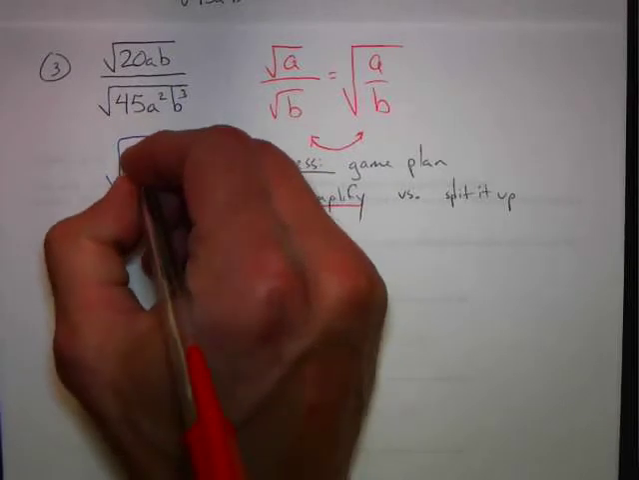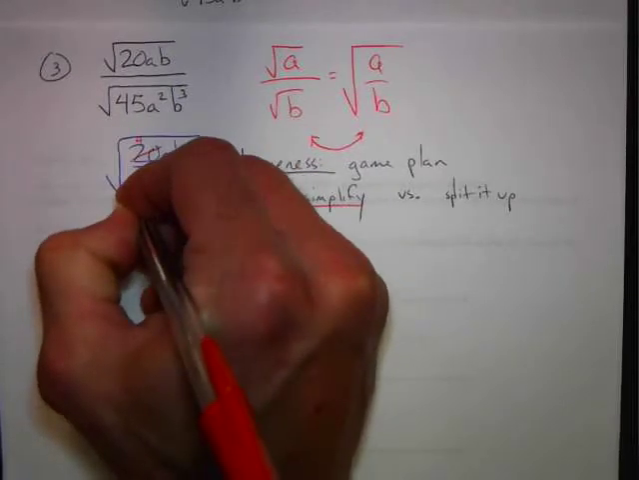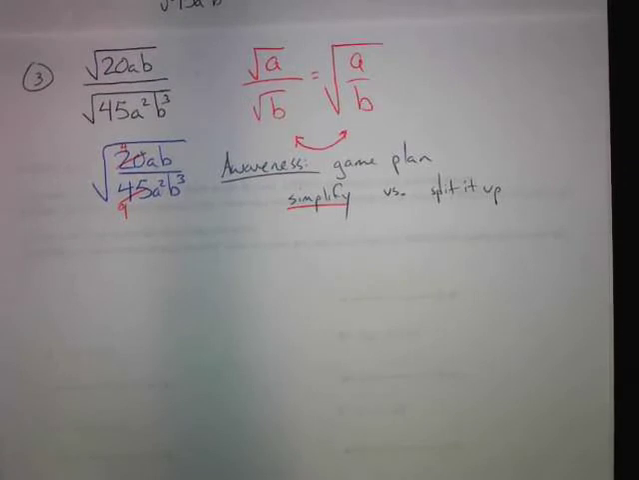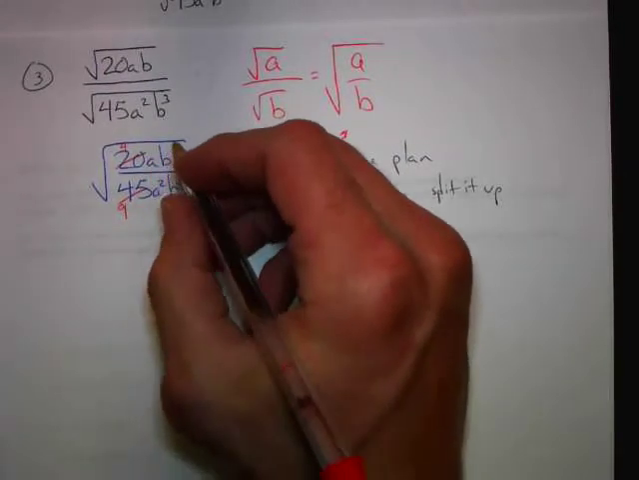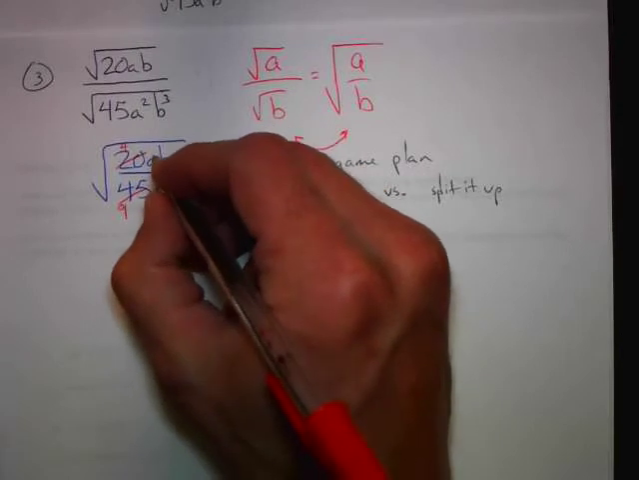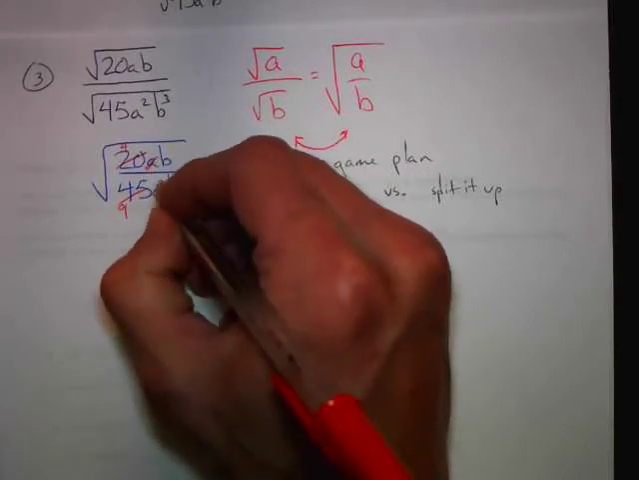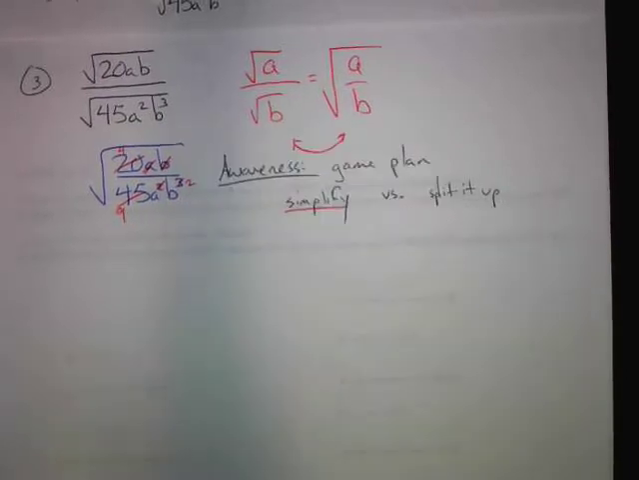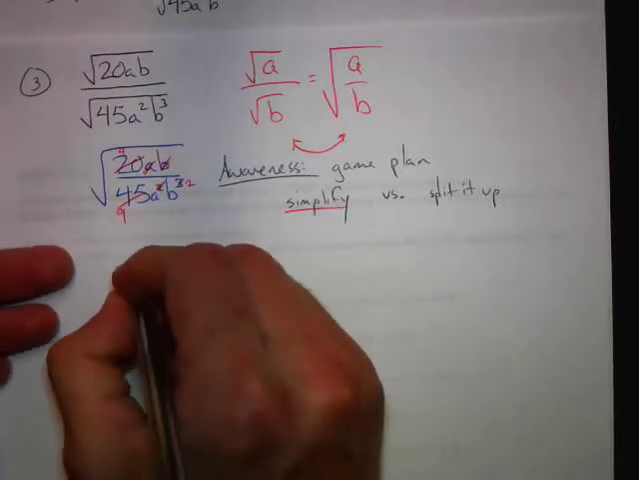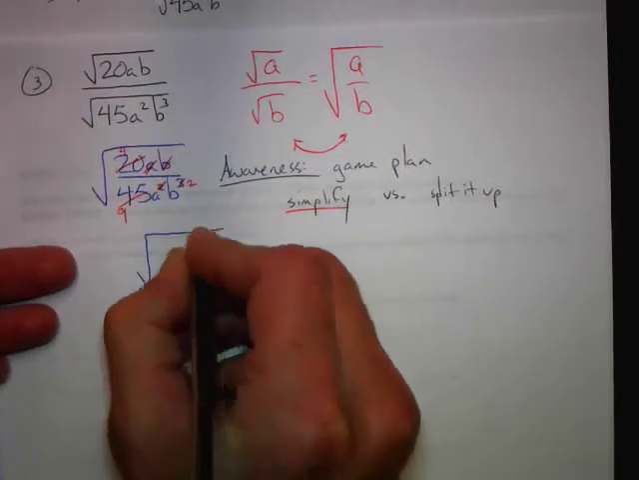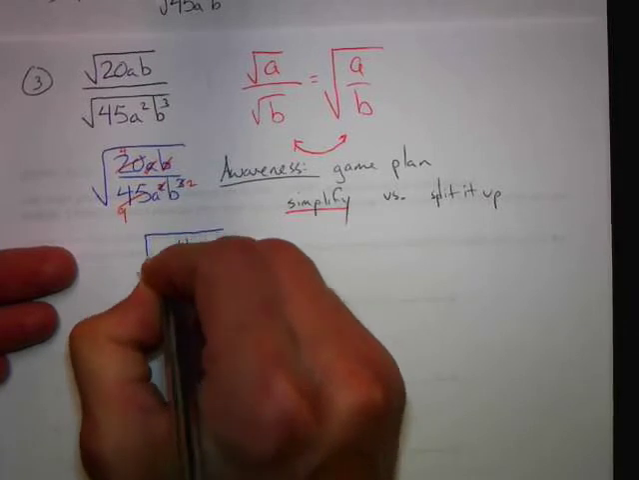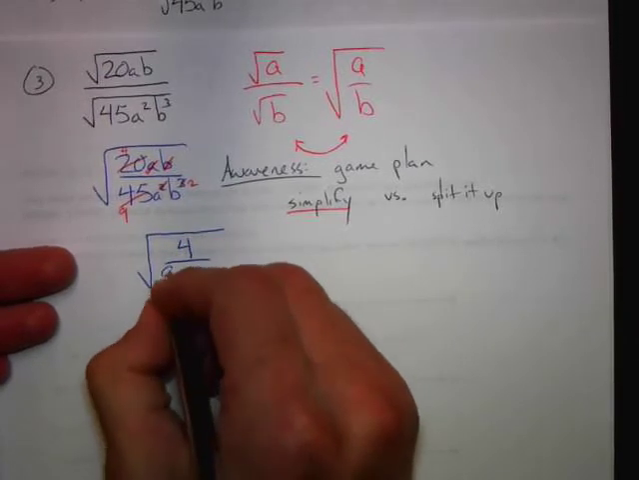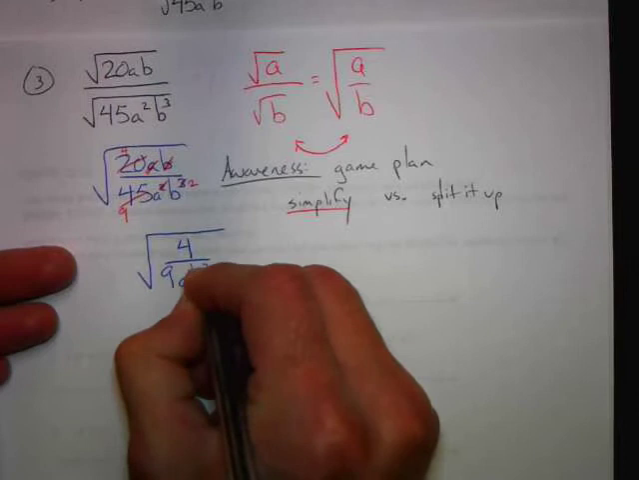So I know 20 over 45, like I said, both can be divisible by 5. You end up with 4 over 9. But if I'm going to simplify that, I may as well simplify my a's and my b's. I know that the a's will cancel to leave me 1 on the bottom, and the b's will cancel to leave me b squared on the bottom. So I know from simplifying, my particular game plan is going to end up with the square root of 4 over 9ab squared.